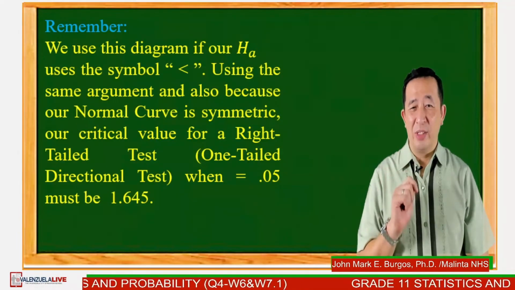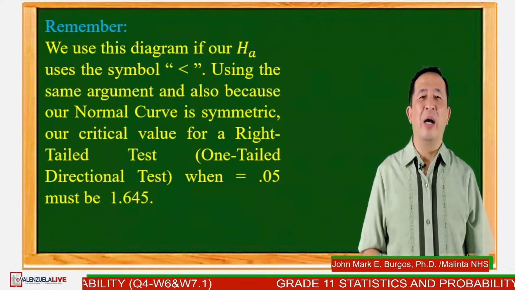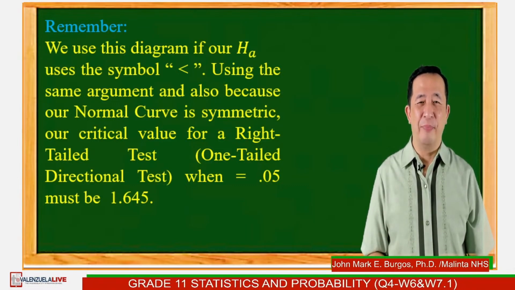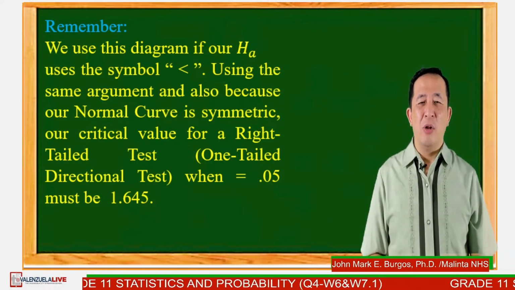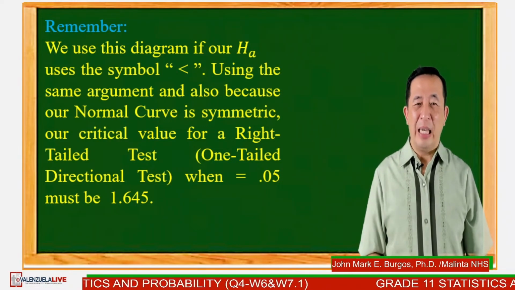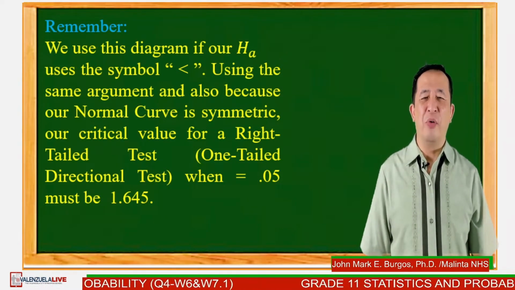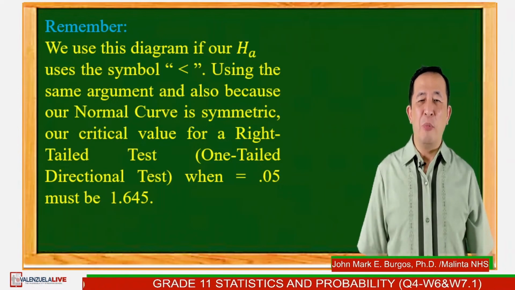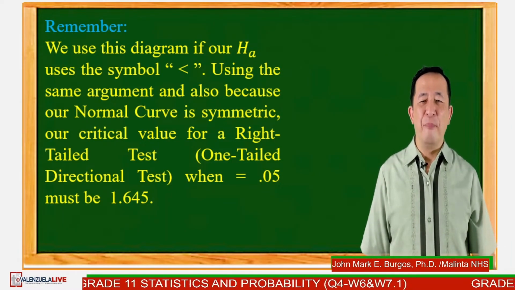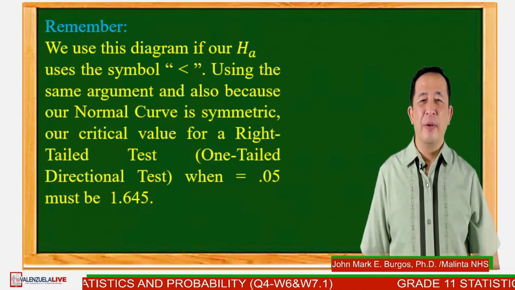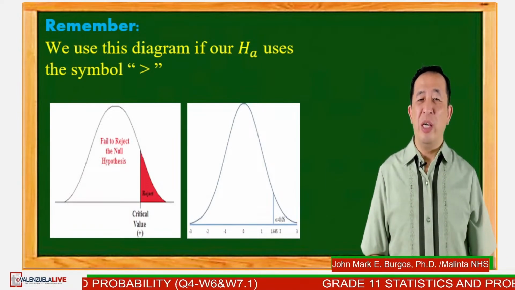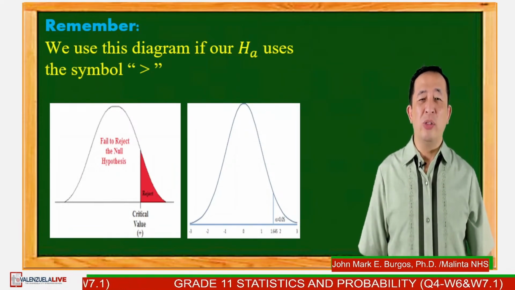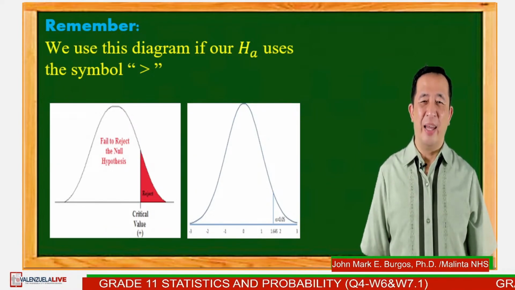Now, remember this. We use this diagram if our alternate hypothesis, or HA, uses the symbol less than. Using the same argument, and also because our normal curve is symmetric, our critical value for a right-tail or one-tail directional test when alpha is 0.05 must be 1.645. Also, remember that we use this diagram if our alternate hypothesis, or HA, uses the symbol greater than.